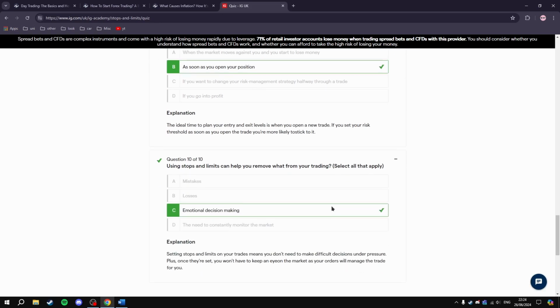So setting stops and limits on your trades means you don't have to make difficult decisions under pressure. Plus, once they're set, you don't have to keep an eye on the market as your orders will manage the trade for you.